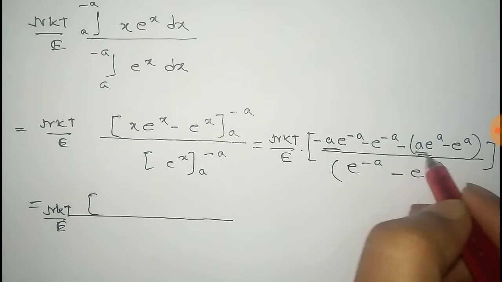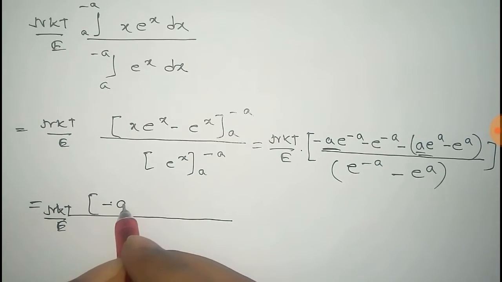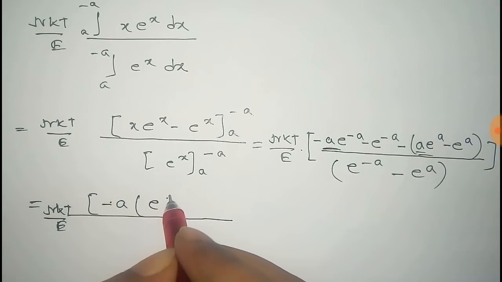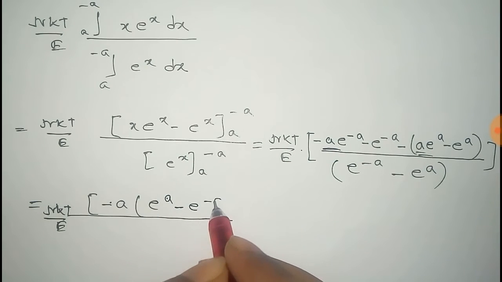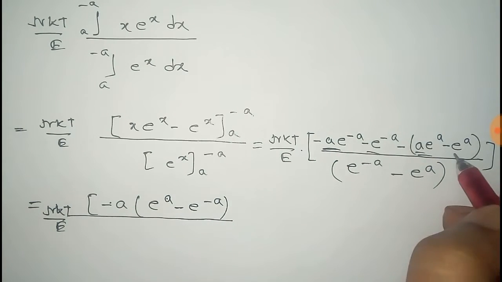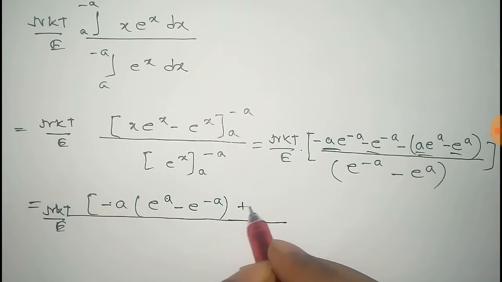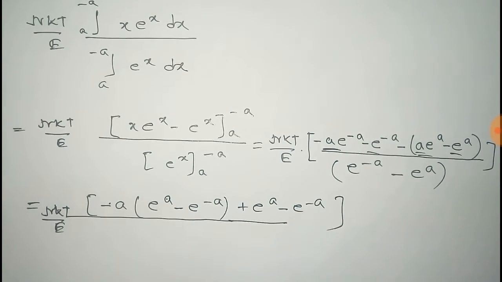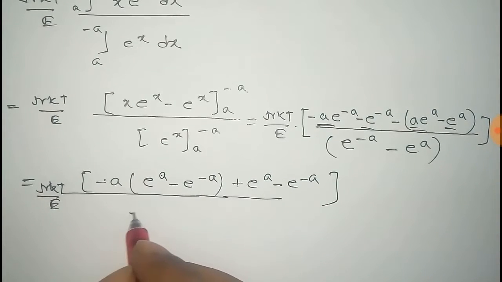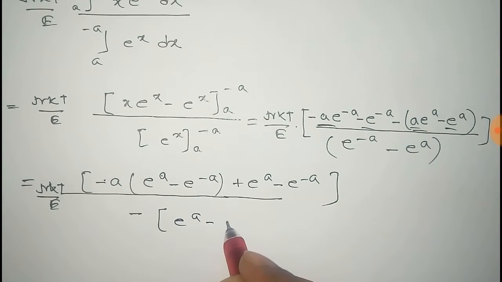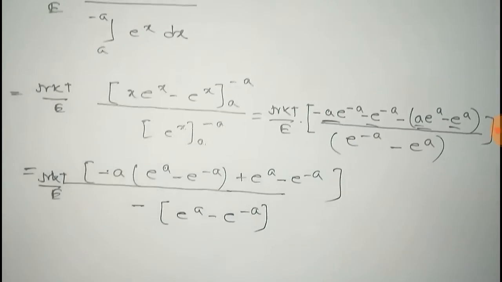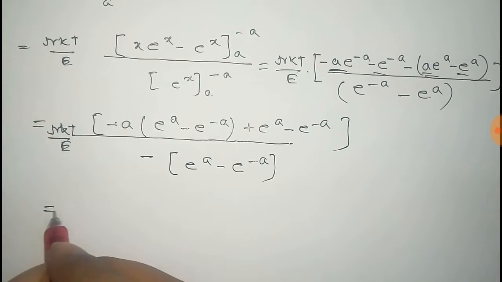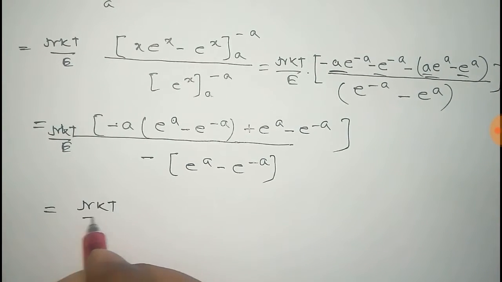Okay, now from this and this term we take minus a common, so the remaining part is e to the power a plus e to the power minus a, and from this and this term we get plus e to the power a minus e to the power minus a. Take the common minus sign, so it will become e to the power a minus e to the power minus a. That is nkT by e.